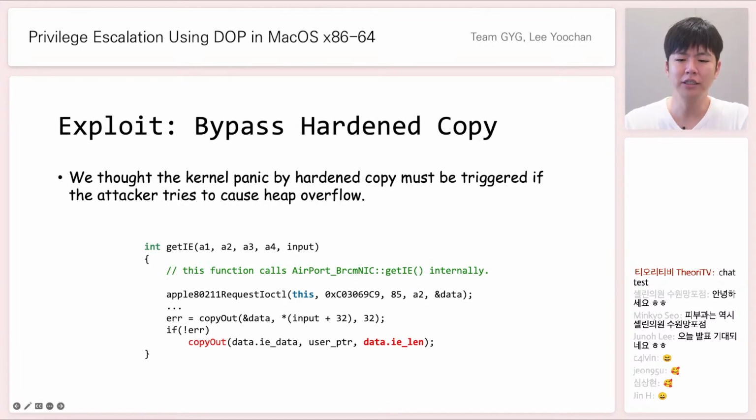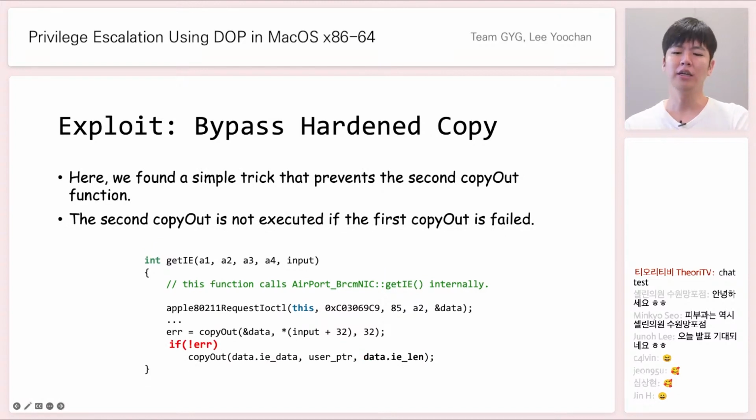At first glance, we thought this mitigation made it impossible to exploit. This is because the length element must be larger than the size of the object in order to cause an overflow. After thinking about it for a few days, we were able to come up with a little trick. There are two copyout functions, and the second copyout function causes a kernel panic.